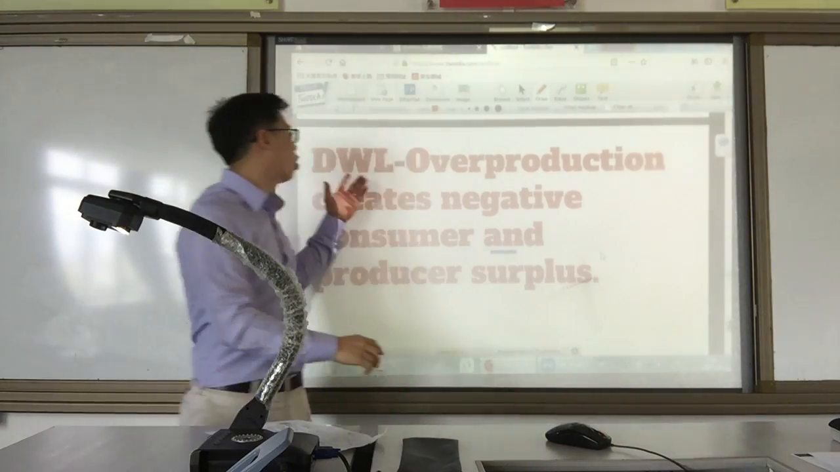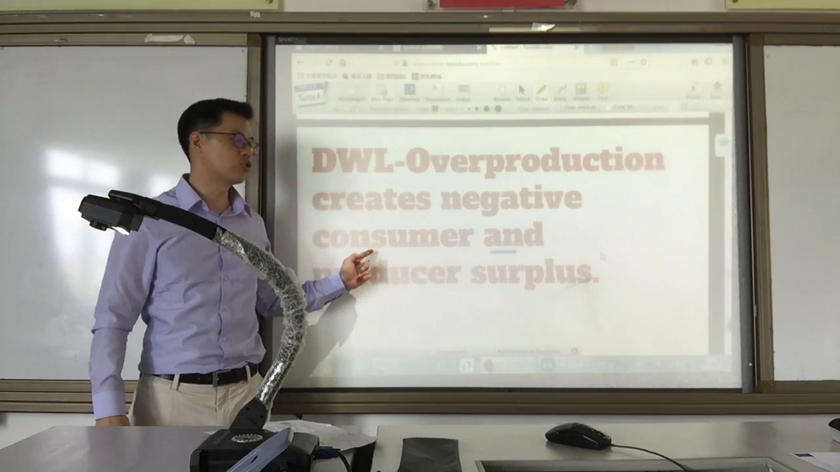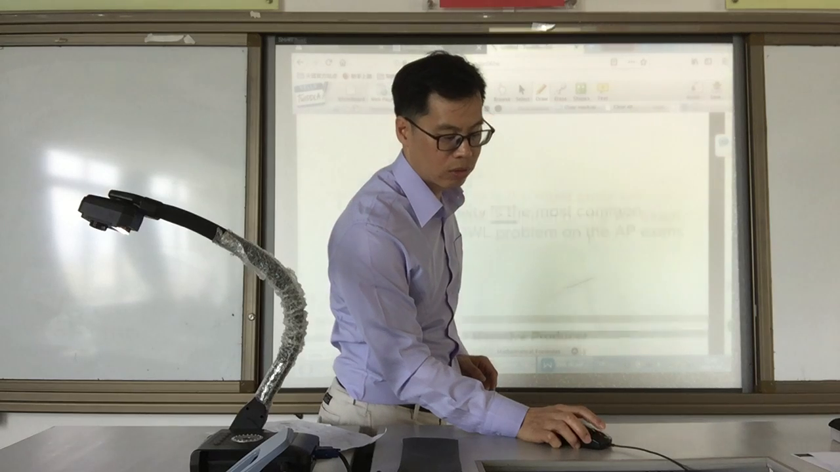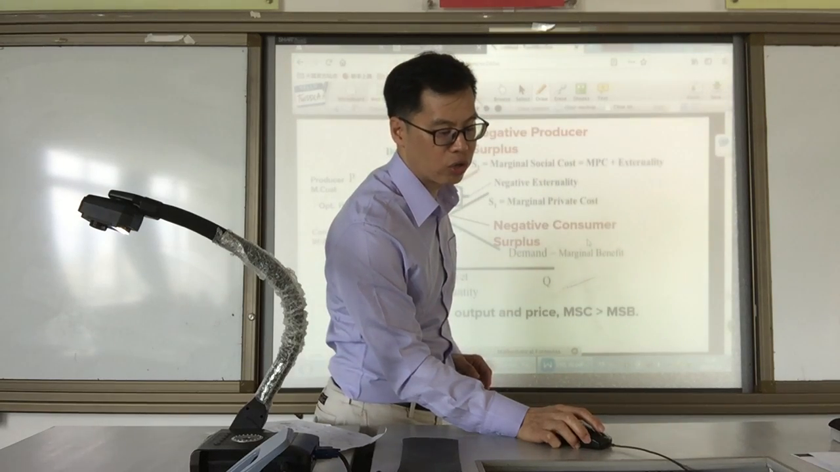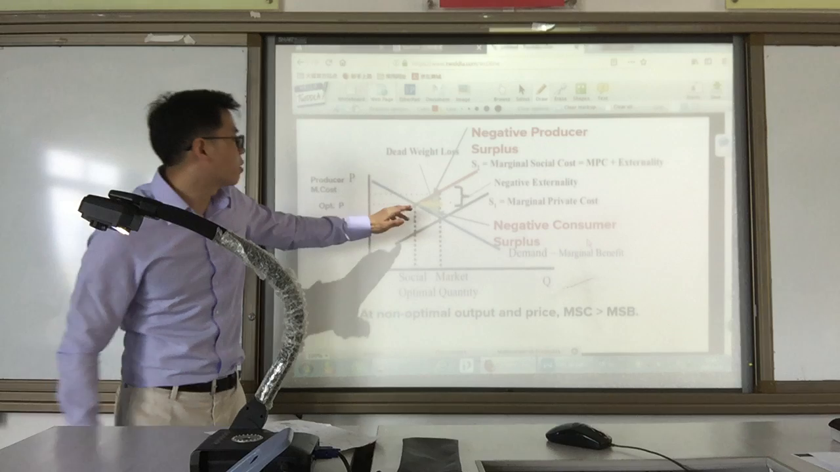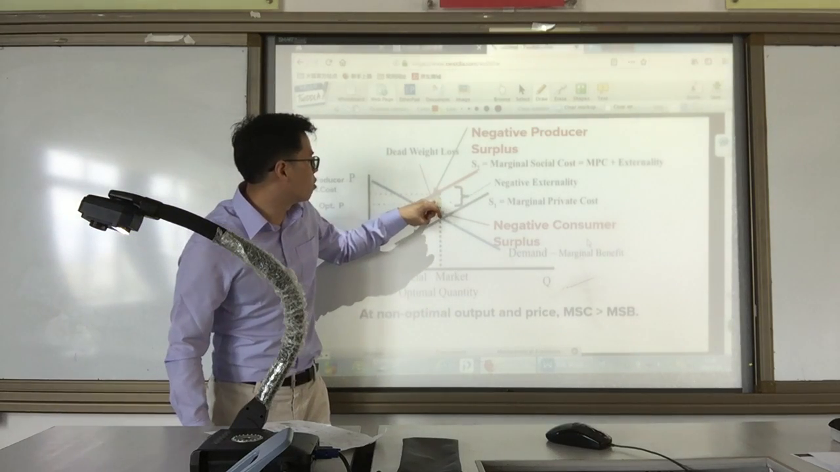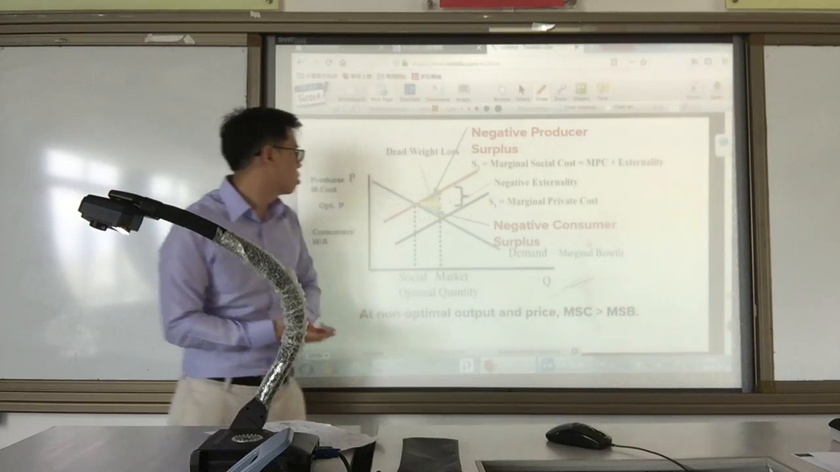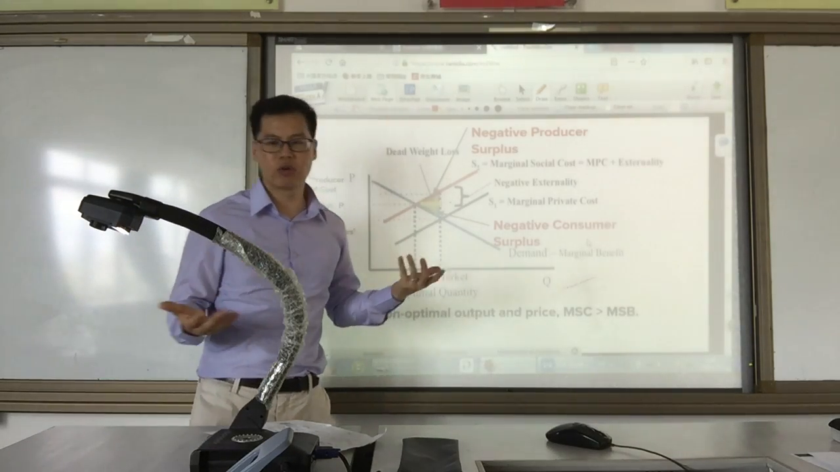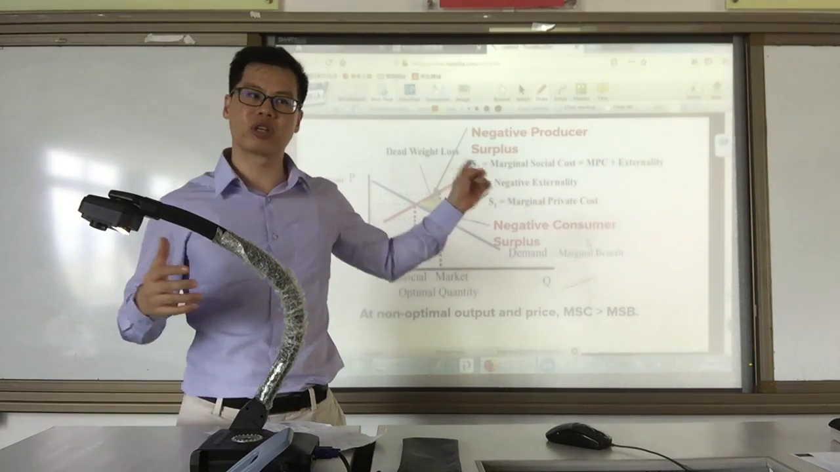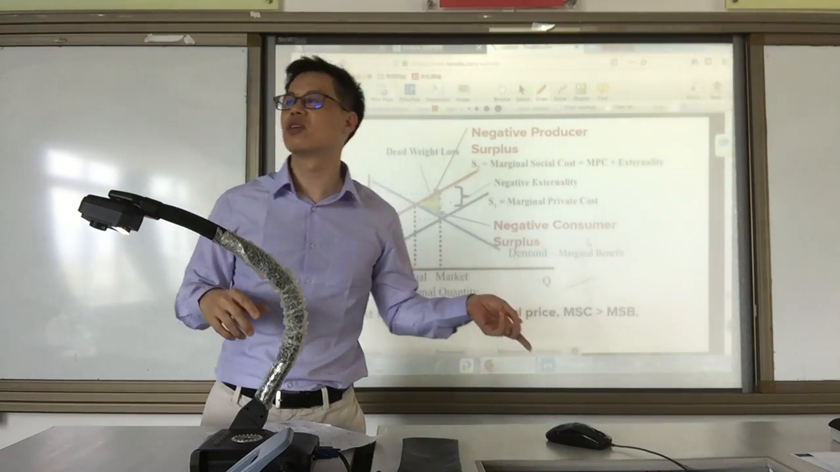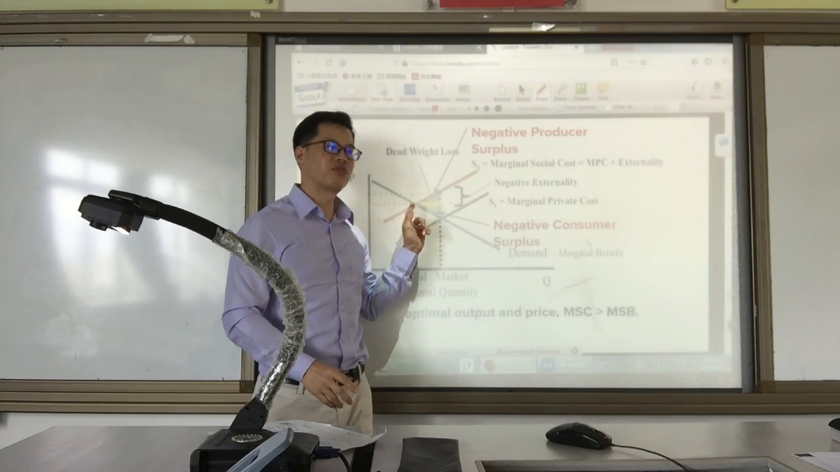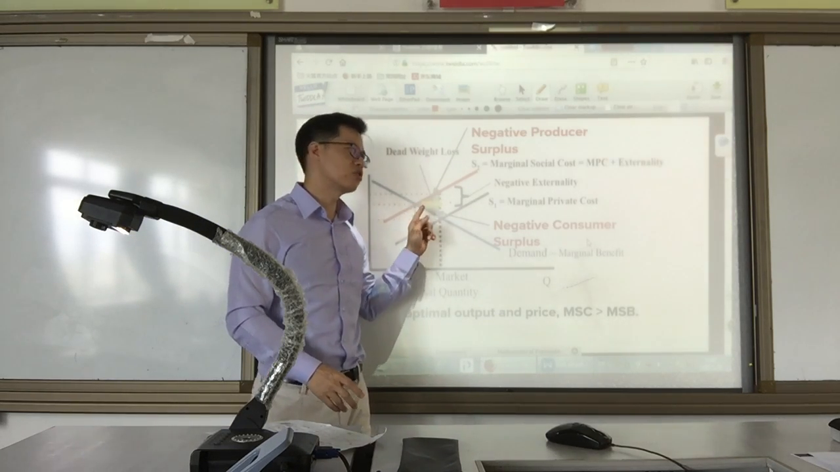Okay. Now, this overproduction creates a negative consumer and producer surplus, right? Creates a negative. So let me show you what that looks like. All right, so here's the negative producer surplus. Here's the negative consumer surplus. But you might be saying, well, I thought the producer surplus that you're showing me was the consumer surplus and vice versa, right? But no, when you're on the other side, everything is flipped, okay?